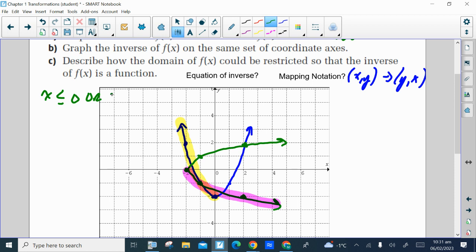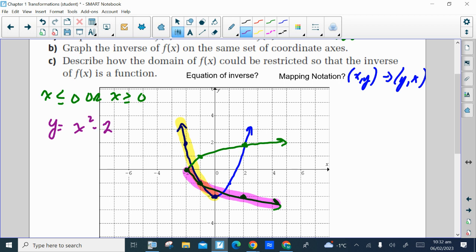Or we could also say x must be greater than or equal to 0. That would give us only the right side of the original graph, which would become only the top of the inverse. And the top by itself, without the bottom, is also a function. So that is how we can restrict the domain on the original relation so that the inverse is also a function.